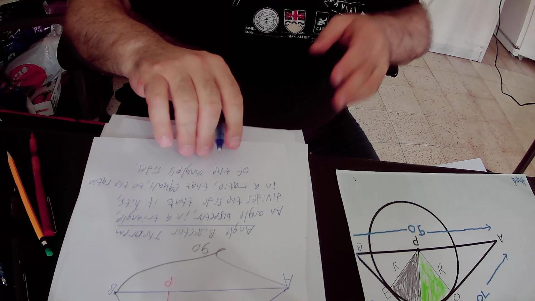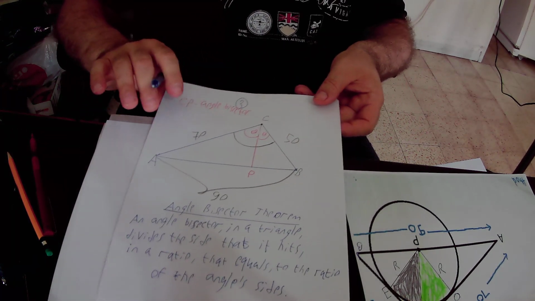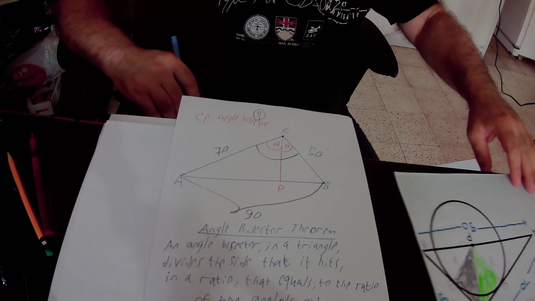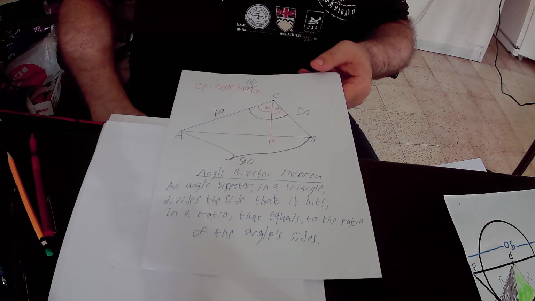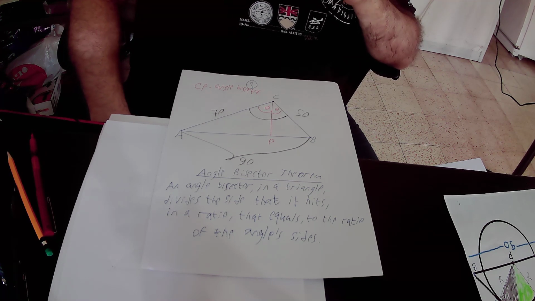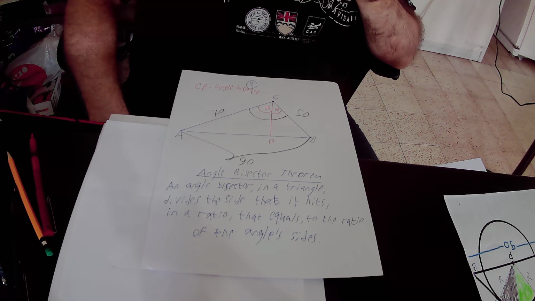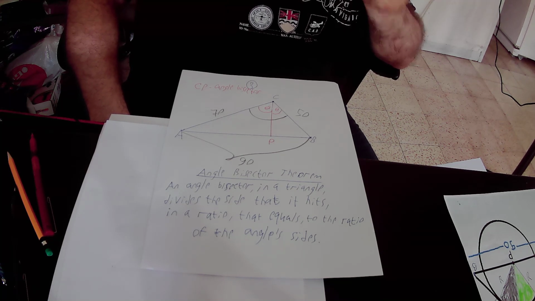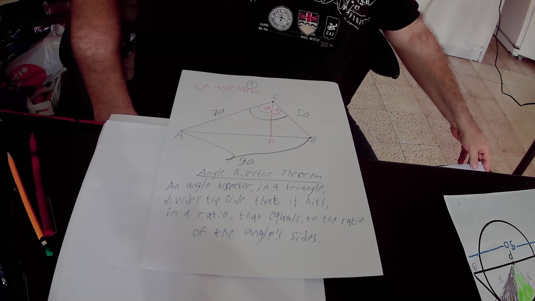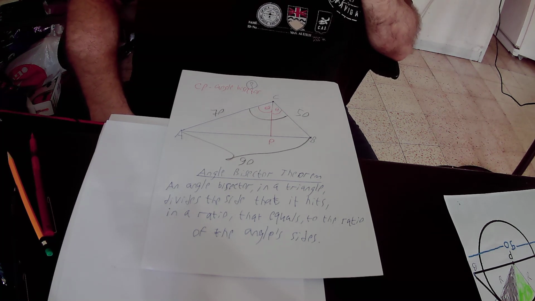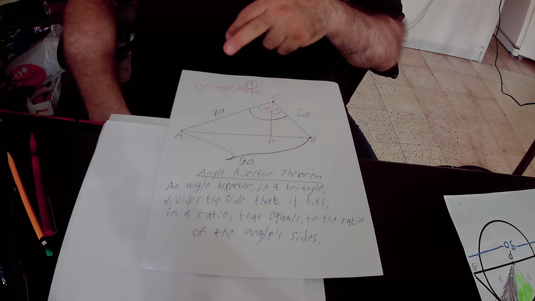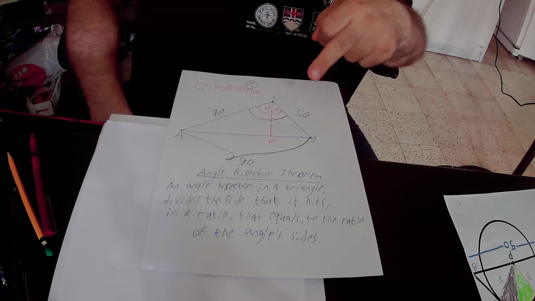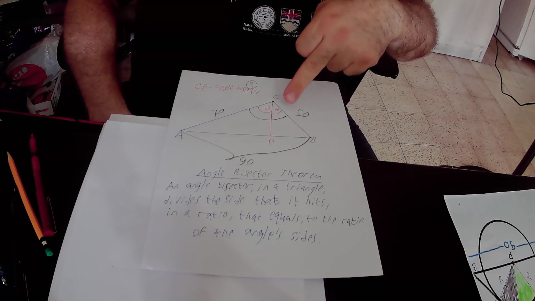I will read again the angle bisector theorem and then I will explain it in detail. The angle bisector theorem states that an angle bisector in a triangle divides the side that it hits in a ratio that equals the ratio of the angle's sides. Now I will explain the theorem. An angle bisector, we relate to CP, because I have already explained that CP is angle bisector because it divides angle ACB into two halves.